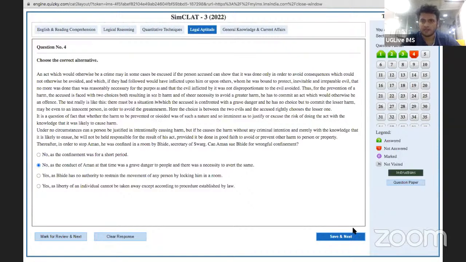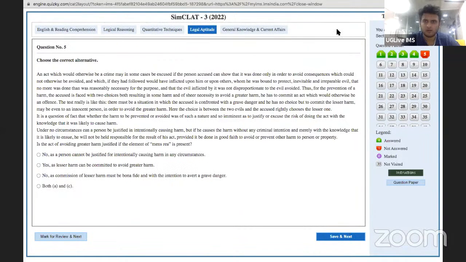So we'll try and attempt it before 1 hour is left. मतलब 1 घंटे तक में मेरे को 3 सेक्शन और अटेम्प्ट करना है. So I am left with English and logical, right? So if I try and do it in say 20 minutes, I can still have time to come back to quantitative techniques. Okay. All right. Okay. Under no circumstances, blah blah blah. Is the act of avoiding greater harm justified if the element of mens rea is present?